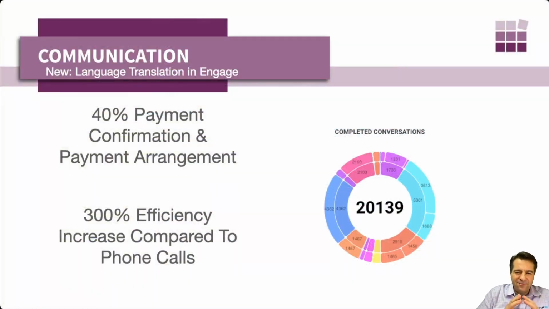So you saw that presentation. It's pretty fast moving, but I want to stop here and just reiterate. 20,000 conversations completed. 40% of them have a successful outcome, with a 300% approximate efficiency increase. If you have a contact center, you absolutely have to implement message-based conversations.